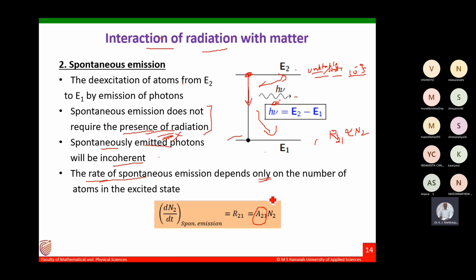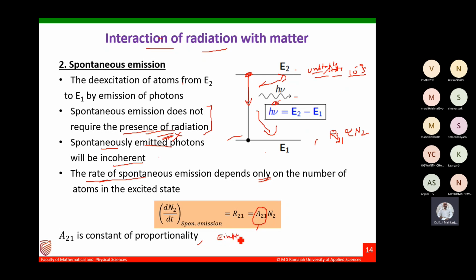Therefore, the rate of spontaneous emission depends only on the number of atoms in the excited state, and there is a proportionality symbol. A21 is the constant of proportionality. It is also called Einstein's, and these relations were proposed by Einstein. As I told you, whenever there is an h factor, that is already quantum mechanics. Along with Planck and Schrodinger, he is one of the pioneers in developing quantum mechanics.